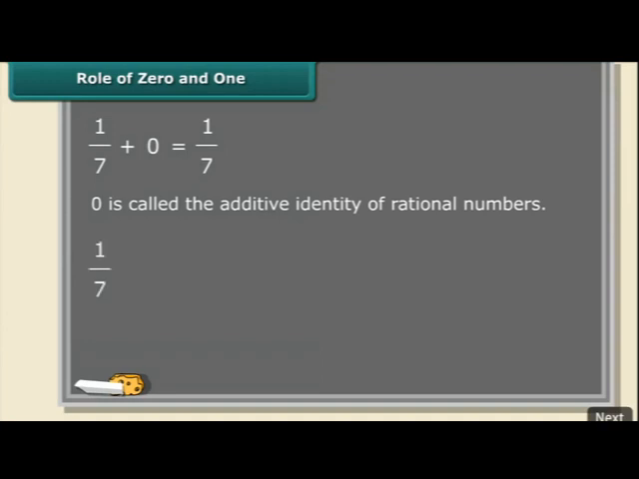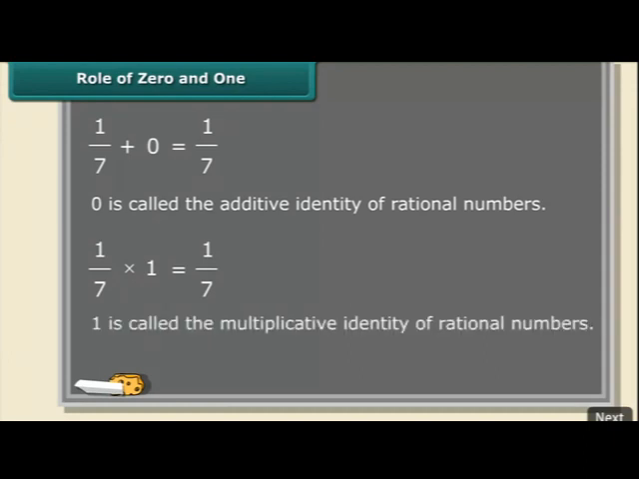Now check it out, the multiplication of a rational number with 1. What did you observe? When we multiply a rational number with 1, the product is always again that rational number. For this reason, 1 is called the multiplicative identity of rational numbers.